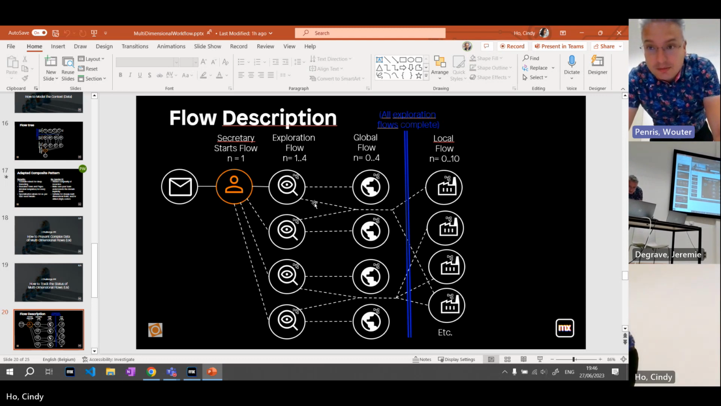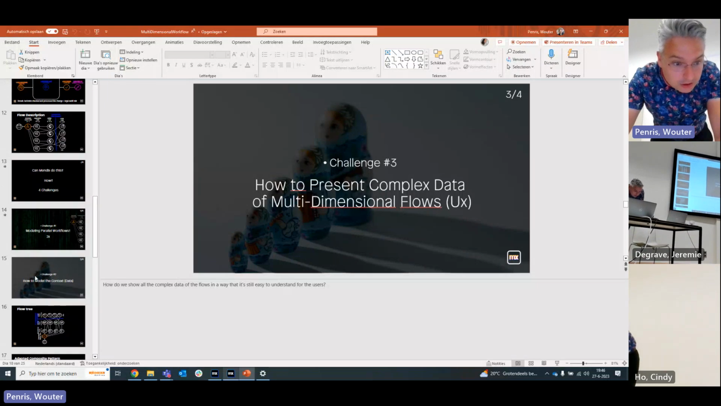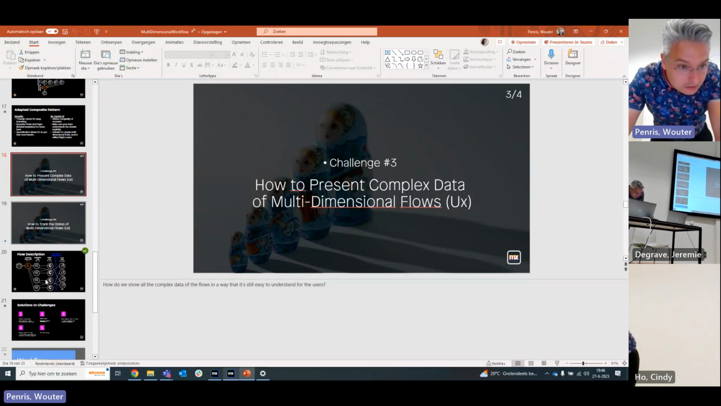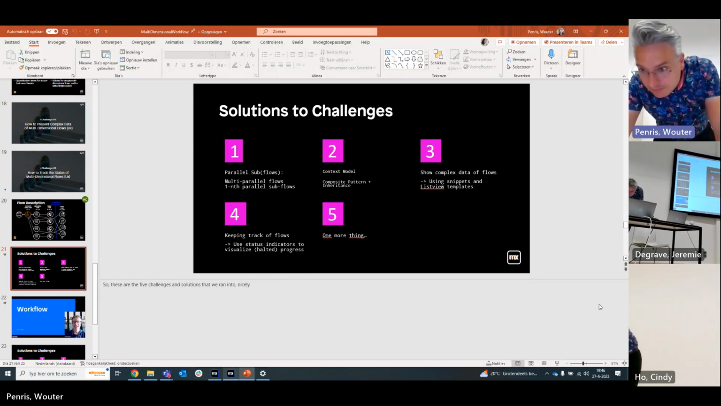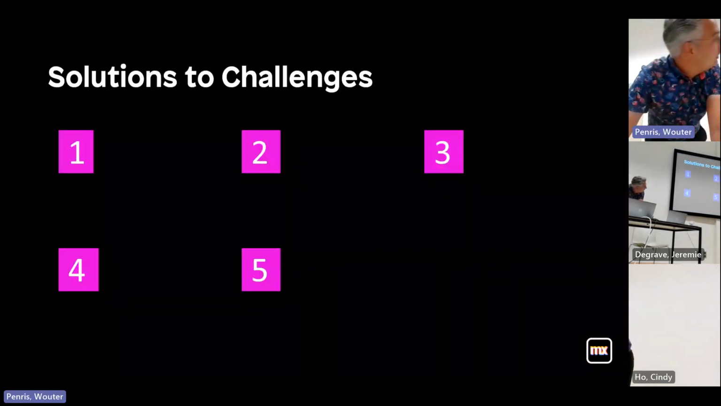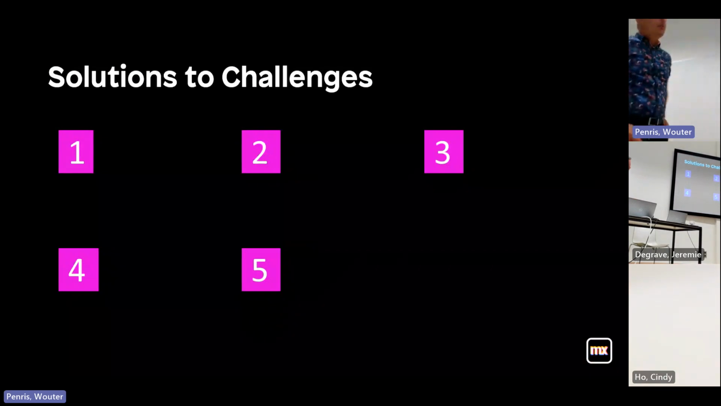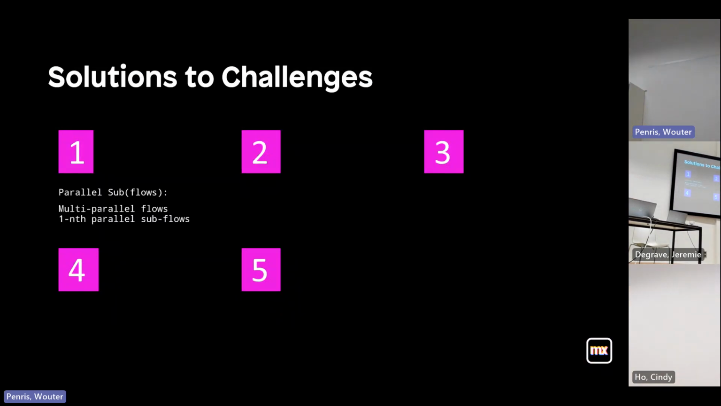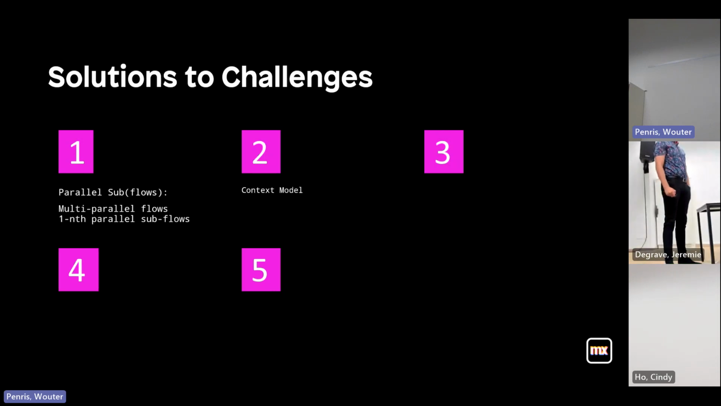So let's see if I can quickly share again, and then we'll go to the last little bit. Let's see. And if the screen, yeah, it's properly sharing. So these are the bits that we discussed. So first of all, how to model parallel subflows, right? So there are these two ways: the multi-parallel flow and the 1 to the nth parallel subflow, if you remember.